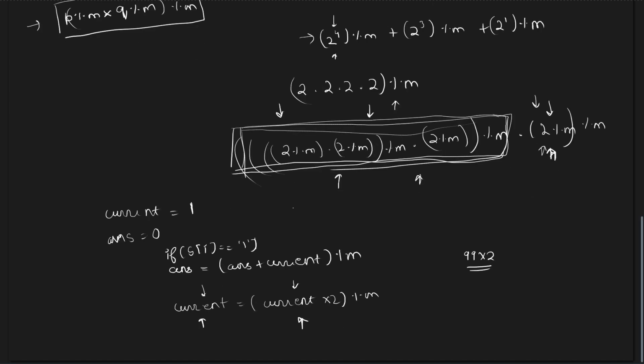For every index where s of i is equal to 1, I'll add the value of current to my answer, taking mod m. And even if s of i is 0 or 1, whatever is the case, I'll multiply my current value by 2, because I'll have to update this particular value. This has to be updated at each step. For the 0th index it will be 1, for the first index it will be multiplied by 2, for the second index multiplied by 2, for the third index again multiplied by 2. This will keep on going, so at each step I have to apply this also. If I do these two things, my final answer will be stored in the answer variable, computed according to the modulo.